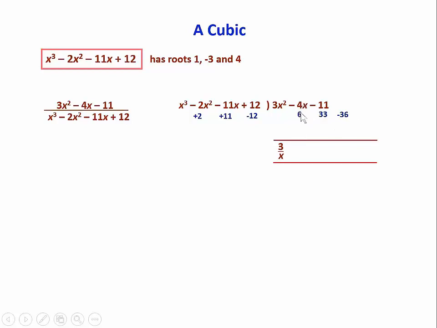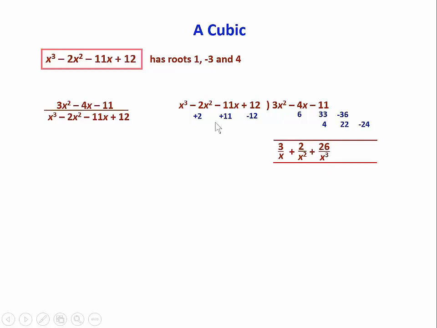So next we add up in this column, we get 2 over x squared. Then we multiply 2 by each of the transposed figures, so 2 times plus 2 is 4. These go in the next 3 columns. 2 times 11, and 2 times minus 12. Add up in this column, we get 22 and 4 is 26. 26 over x cubed.